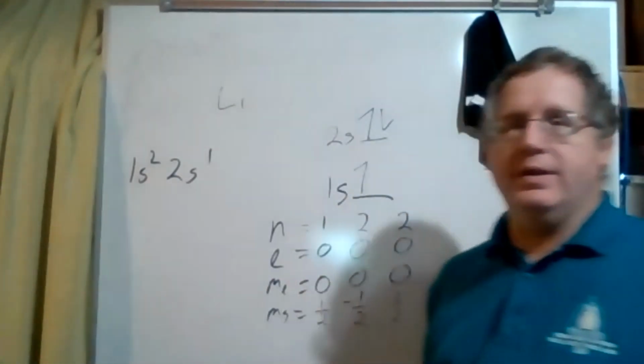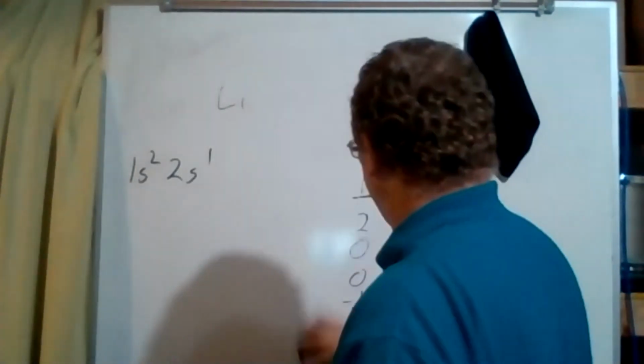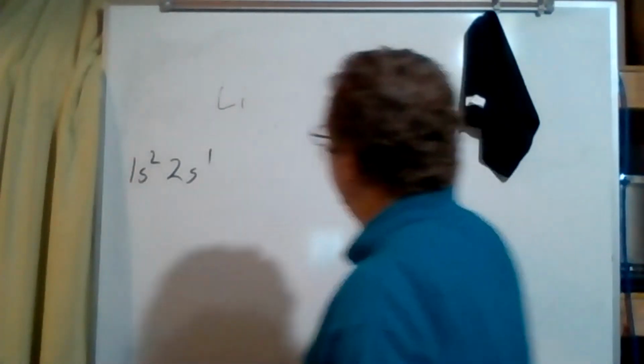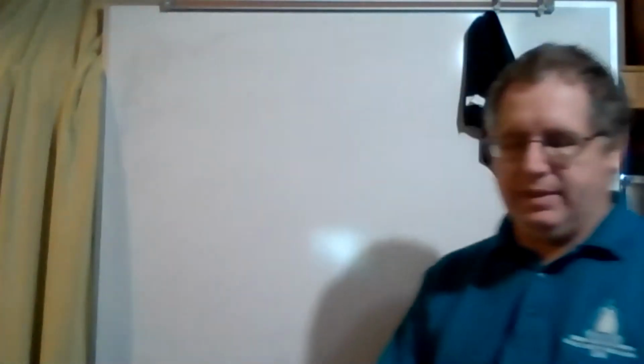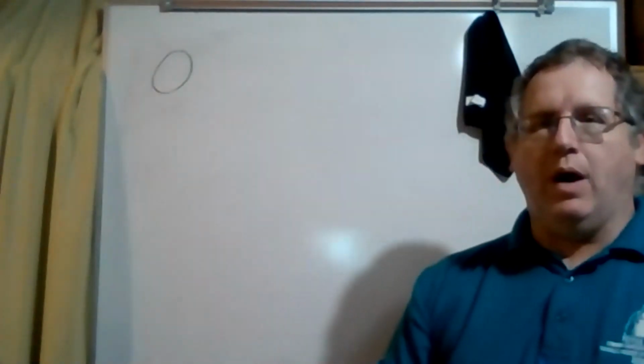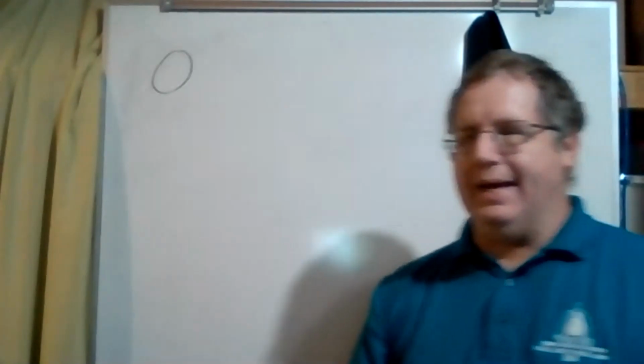Now this is lithium. I'm going to go ahead and move a little bit farther on the periodic table. And let's go over to the element oxygen. Now oxygen, as we know from our periodic table, has a total of 8 electrons.